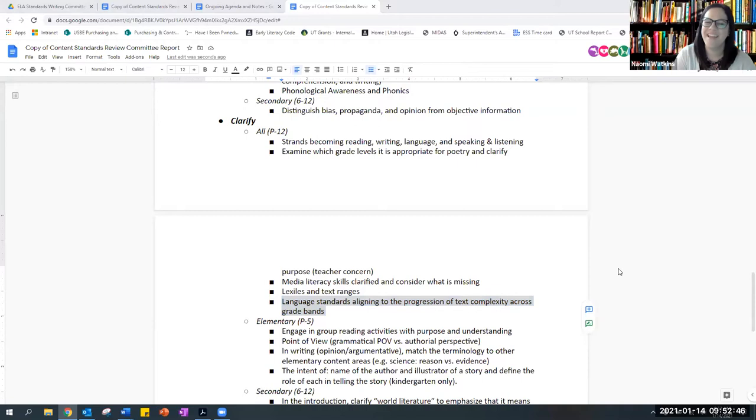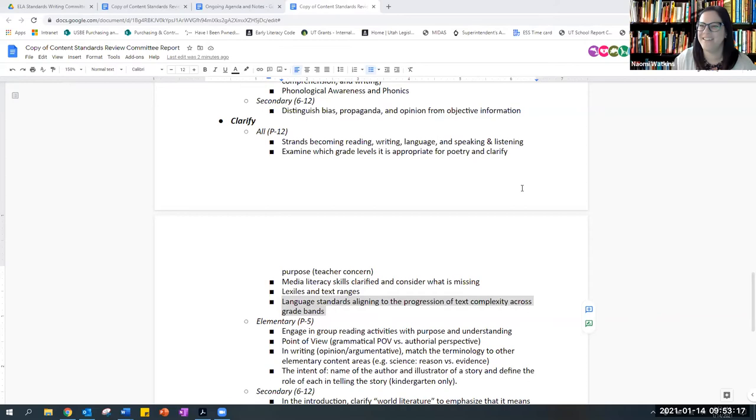I think this is talking about how, just like we expect the text complexity to increase with grade level, we would expect language usage to do that as well. So the language that you use in speaking and listening and writing should also correspond with your text complexity in reading. If that's what you're talking about, yep, that rings well, and I see comments. If not, that's what makes sense to me.